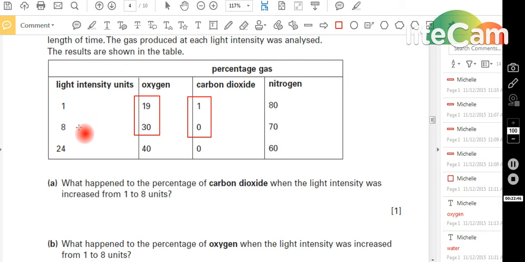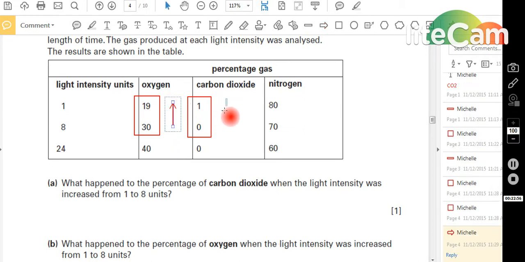So as light intensity increased, the oxygen, it should be this way around. The oxygen increased and the carbon dioxide, no man. Sorry guys. Now I should do this one. So the carbon dioxide decreased.